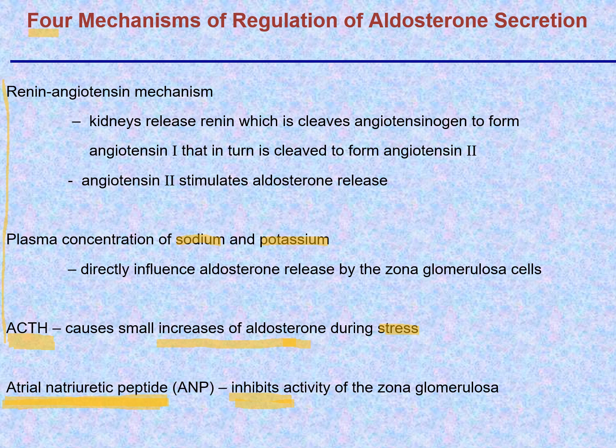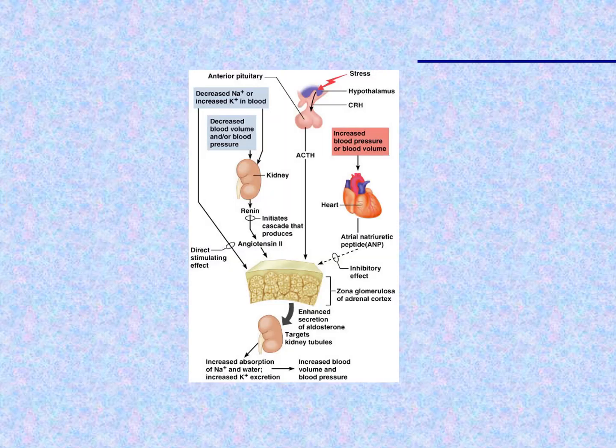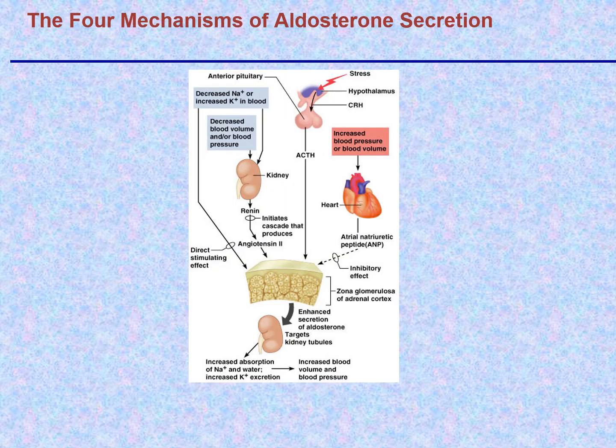So renin-angiotensin, plasma concentrations of sodium, potassium, low sodium, high potassium, drop in blood pressure, or ACTH, are all mechanisms that upregulate aldosterone secretion. And ANP, atrial natriuretic peptide presence or release, will inhibit aldosterone release. And here this is summarized in this diagram where you have the different pathways.